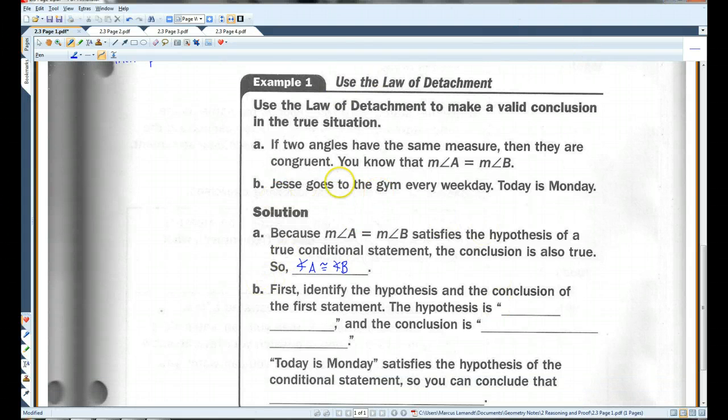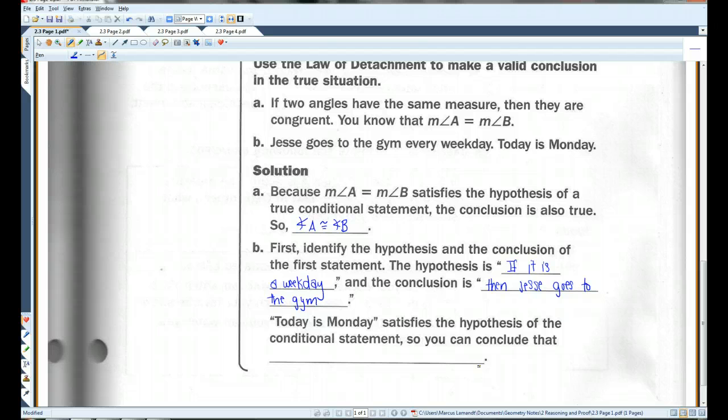Okay. Jesse goes to the gym every weekday. Today is Monday. So first identify the hypothesis and the conclusion of the first statement. The hypothesis is if it is a weekday, and the conclusion is then Jesse goes to the gym. Today is Monday satisfies the hypothesis of that conditional statement. So you can conclude that Jesse will go to the gym today.